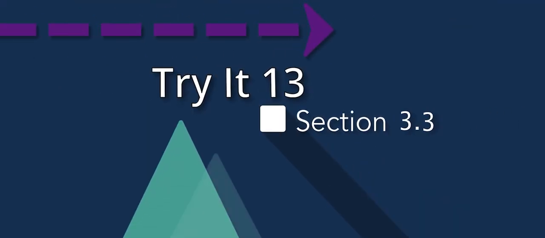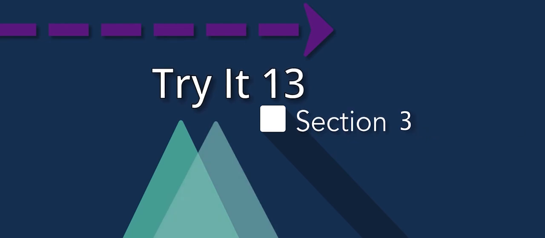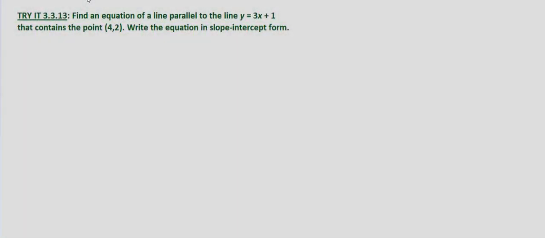So we've looked at how to find the equations of lines given specific information. Now we're going to apply that to finding the equations of lines that are parallel to given lines with specific given information. In this case, we're given the equation of a line that's parallel and a point that our parallel line passes through. We're asked to find an equation of a line parallel to the line y equals 3x plus 1 that contains the point (4, 2). And then we're asked to write the equation in slope-intercept form.